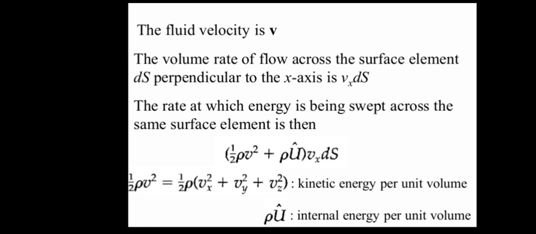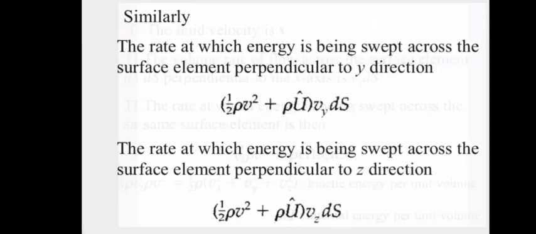This energy comprises both the kinetic energy per unit volume and the internal energy per unit volume of the fluid. Kinetic energy, as we know, is the energy of motion, and internal energy is the energy stored within the molecules of the fluid due to their temperature and intermolecular forces. The rate at which this total energy is being swept across the same surface element dS perpendicular to the x-axis is then the product of energy per unit volume and the volume rate of flow.